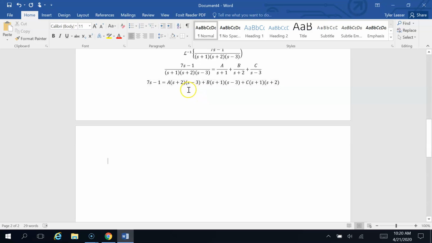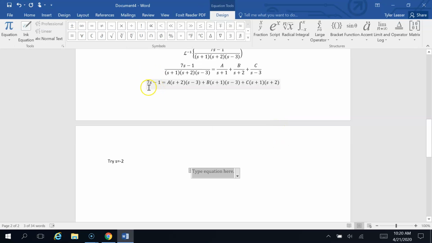Remember there's another method that you can do where you just plug in different values that make stuff disappear. So let's try plugging in s to be negative 2. Because I noticed if I plug in negative 2, this parentheses is going to go to 0. This parentheses over here is going to go to 0. All right, so negative 2 in for the s here. 7 times negative 2 is negative 14. Minus the 1 is negative 15.